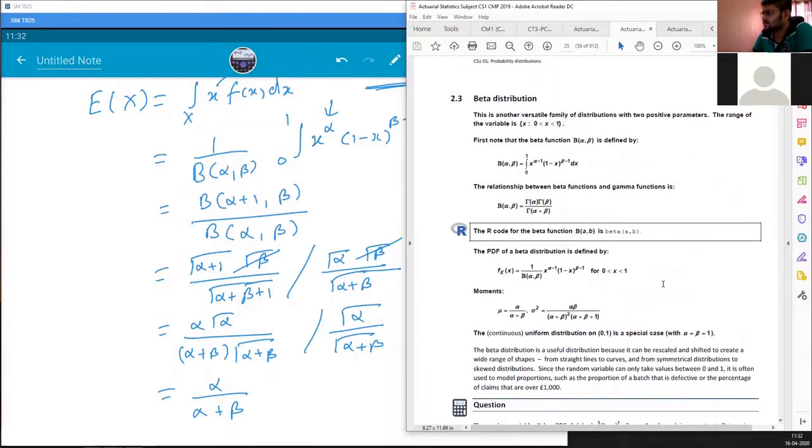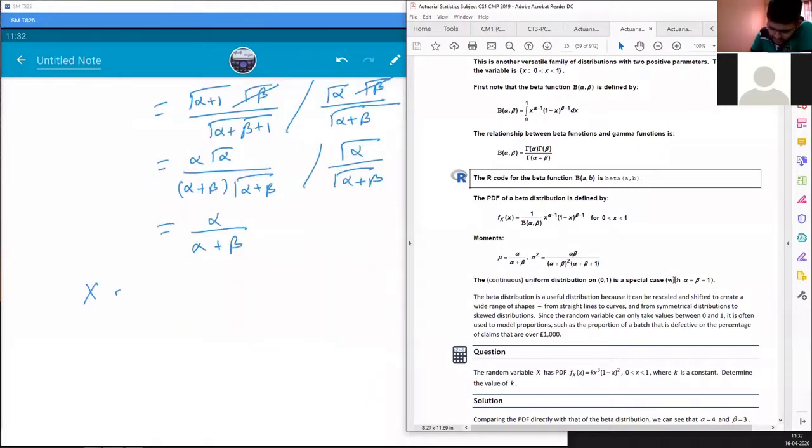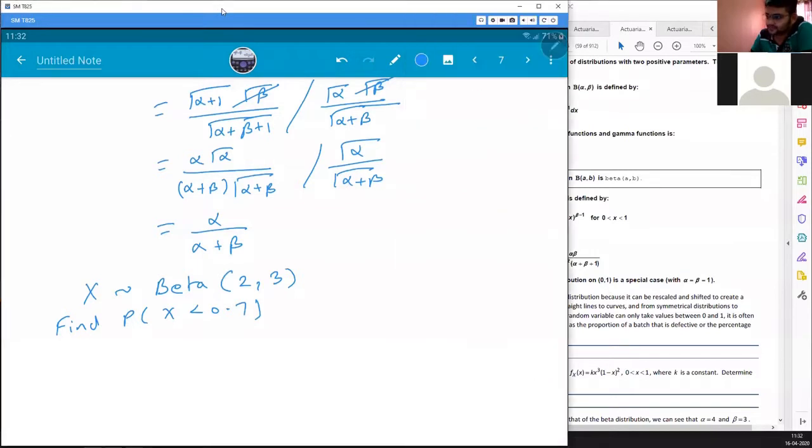Okay, here they have not given a beta distribution question. I'll make my own. So I'll say x follows beta(2,3) and find the probability x less than 0.7. Remember, beta distribution will always have values between 0 and 1. So possible values of x will always be between 0 and 1.